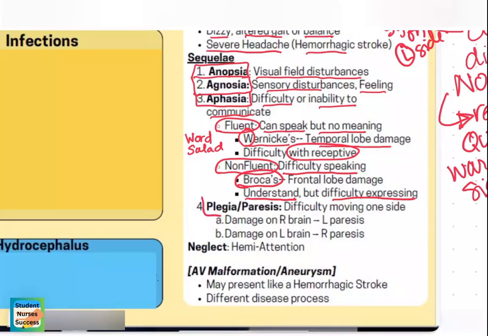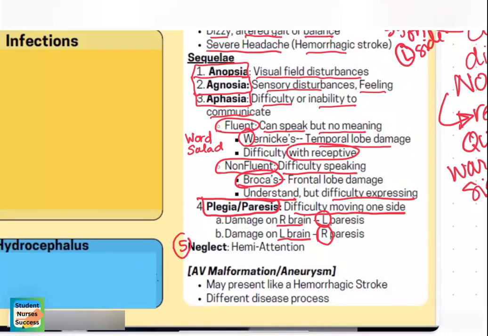Another common sequela is plegia or paresis, which is difficulty moving one side. And we see this a lot if there's motor damage in the middle cerebral artery. So this damage on the right brain, remember, leads to left paresis or plegia, and damage if it's on the left side of the brain tends to result in right-sided paresis or plegia.